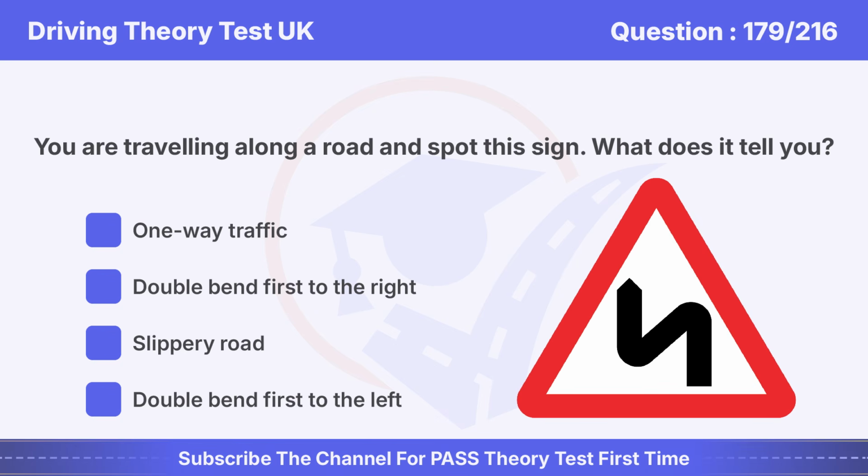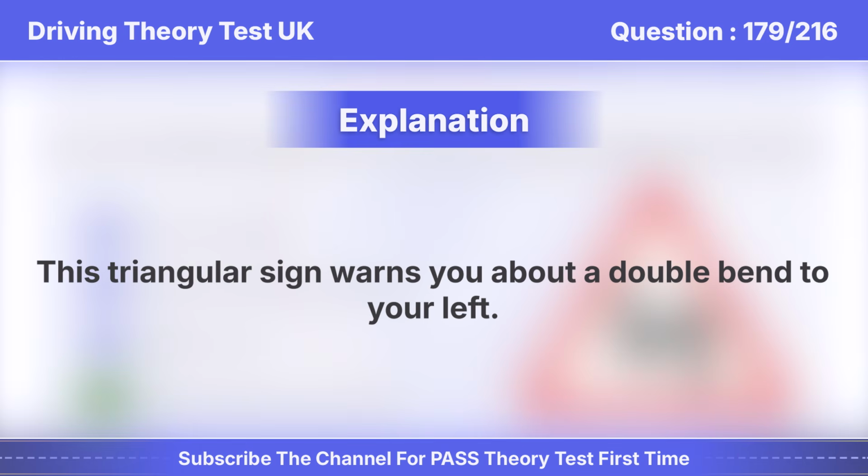Question 179. You are traveling along a road and spot this sign. What does it tell you? Answer is D. Double bend first to the left. This triangular sign warns you about a double bend to your left.